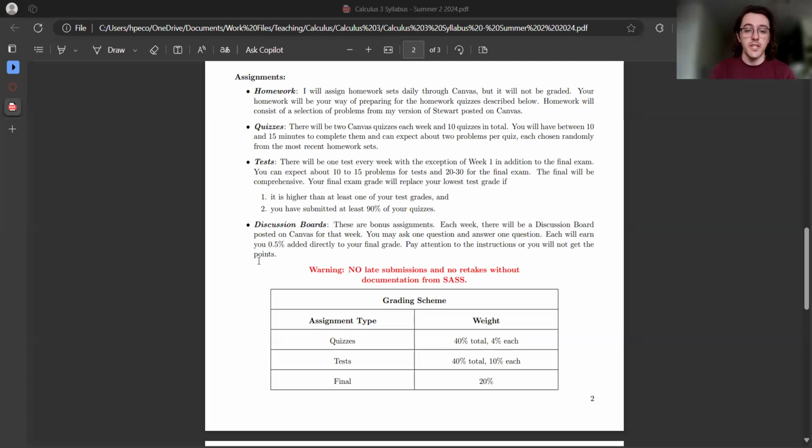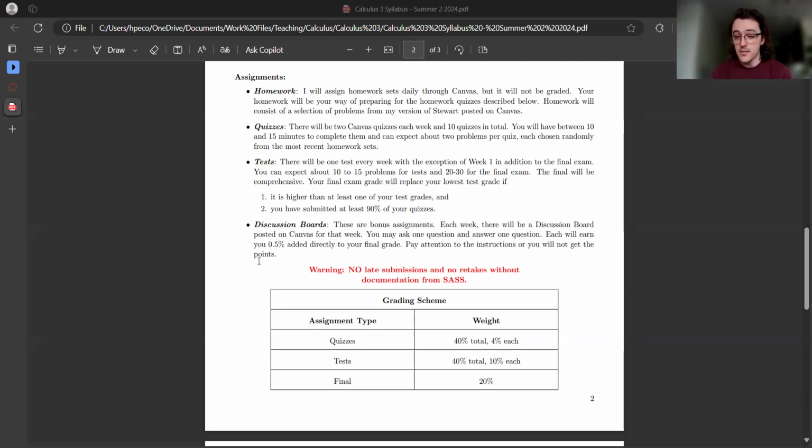And then the next part is your tests, which are another 40% of your grade. There are 4 of these in total. There is none this first week. And each test should have about 10 to 15 problems. And then you have your final exam, which will be 20% of your grade and about twice as long as the average test. Oh, and I don't know if I mentioned, but I will give you about an hour, hour and a half, maybe 2 hours for your tests. I try to give a little bit more time during asynchronous courses so that you have time to upload things that you need to.